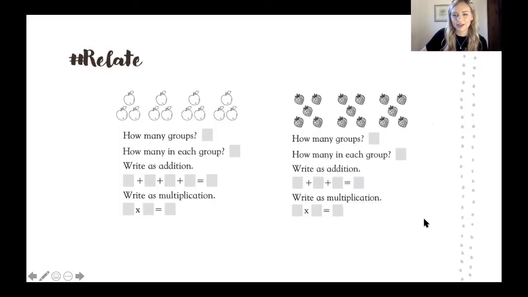And here is what you'd be doing if you're doing relate. So there's 2 questions here. You need to answer and say how many groups there are, how many is in each group. You need to write it as a repeated addition sentence and then have a go at writing it as a multiplication. So you need to do that for both the apples and the strawberries here.